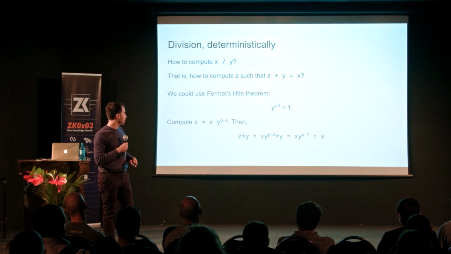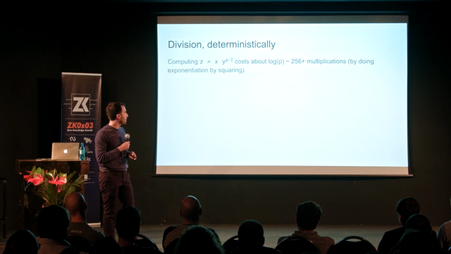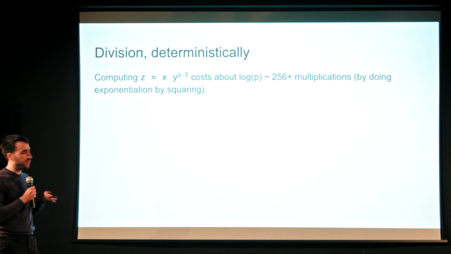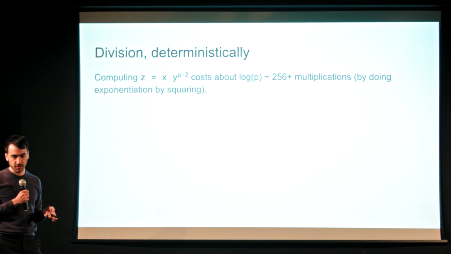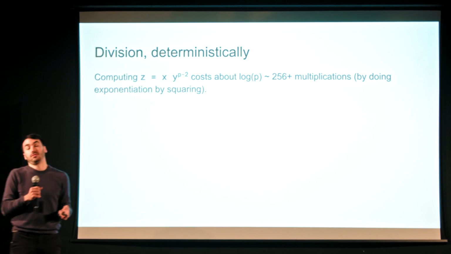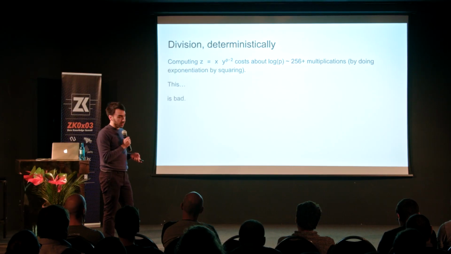But actually, it's not that cool because this is expensive. You have to do like 256 multiplications, roughly, to compute this exponentiation. And that's just for one division. So you might already be kind of like, SNARKs, not so good, huh? Yeah, this is definitely bad.